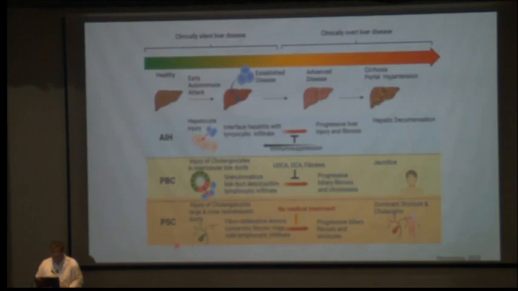For primary sclerosing cholangitis, large intra or extrahepatic ducts are involved. Fibro-obliterative lesions, concentric fibrotic rings, and mild lymphocytic infiltrate are seen. Treatment is limited, and progressive biliary fibrosis and strictures are seen, and it can become dominant cholangitis also.